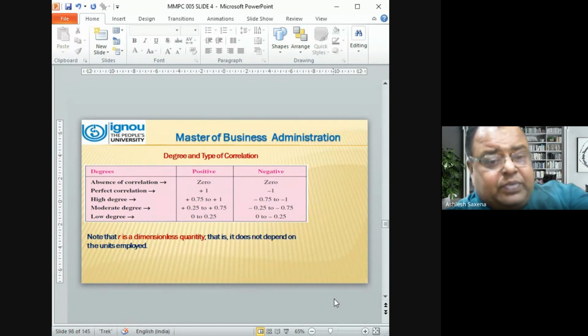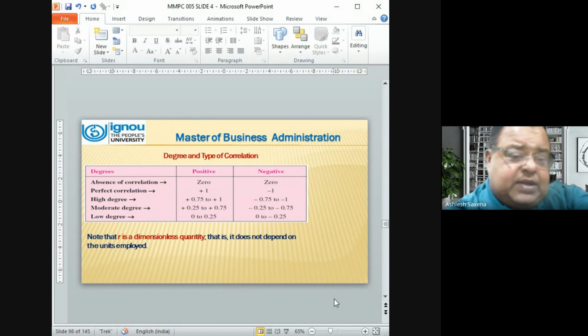You have to remember that r is a dimensionless quantity. That is, it does not depend upon the units employed.